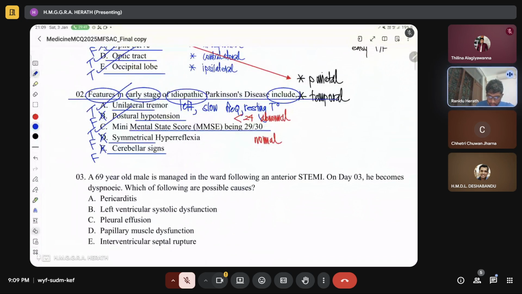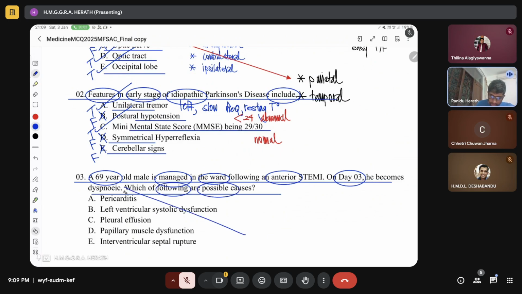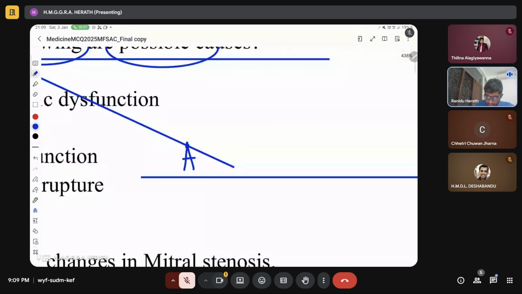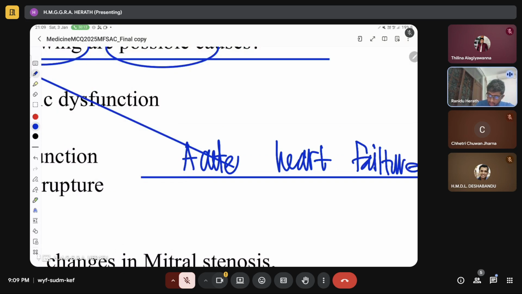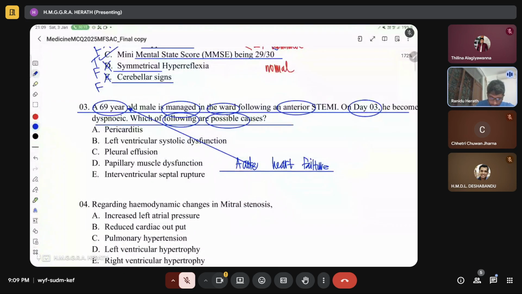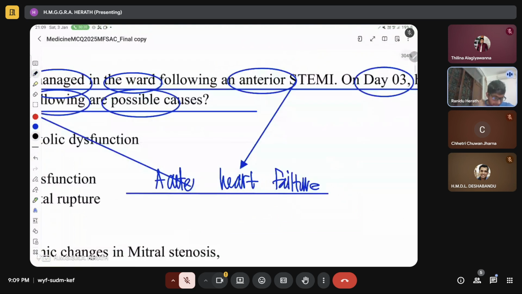Third one. A 69-year-old male is managed in the ward following an anterior STEMI. On day 3, he becomes dyspneic. Which of the following are possible causes? So, dyspnea is most likely due to what? Heart failure, acute heart failure, right? That is the commonest cause of dyspnea in patients with MI. So, acute heart failure, what are the causes for acute heart failure in a patient who has undergone anterior STEMI? So, the anterior area of the myocardium is supplied by which artery?